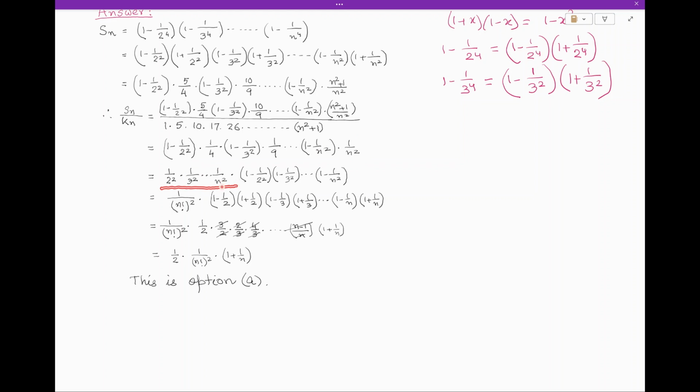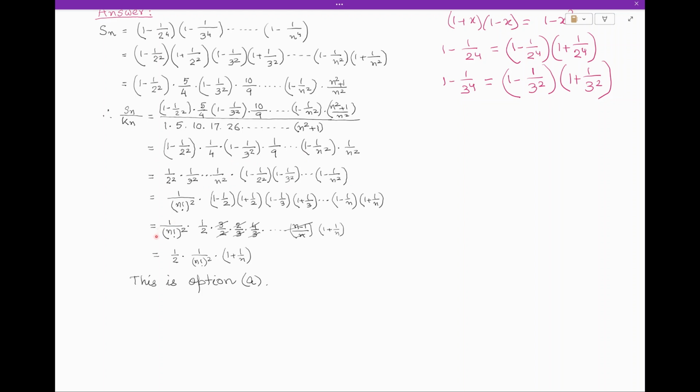until 1 by n square, and the remaining terms are 1 minus 1 by 2 square, 1 minus 1 by 3 square, 1 minus 1 by n square. So, Sn by Kn becomes this term. Only we have rearranged the right hand side.